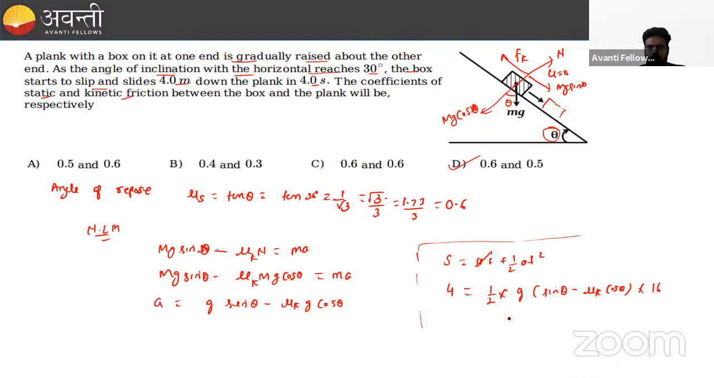So in this problem this becomes 8, and 4 upon 8 is 1 by 2. So this becomes g times, if we put theta as 30 degrees, sin 30, which is 1 by 2, minus mu k times cos 30, which is root 3 by 2. If we put the value of g as 10 and solve this equation, we get 1/20 equals 1/2 minus mu k root 3 by 2.